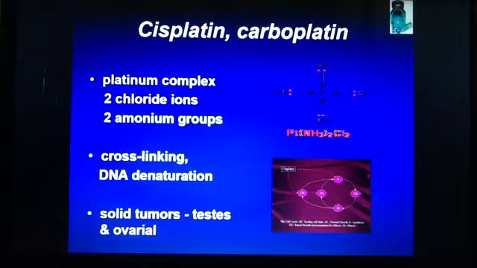Okay, we are back for part 2, and we are talking about the alkylating agents, and now we're talking about cisplatin. So cisplatin is a platinum complex, and there are 2 chloride ions, 2 ammonium ions, and these also work by cross-linking, resulting in denaturation and apoptosis. So these are working on solid tumors such as in the testes and the ovaries.